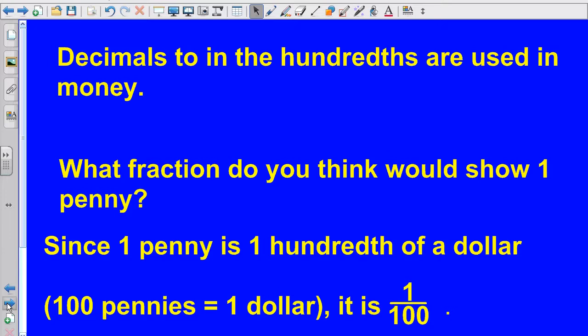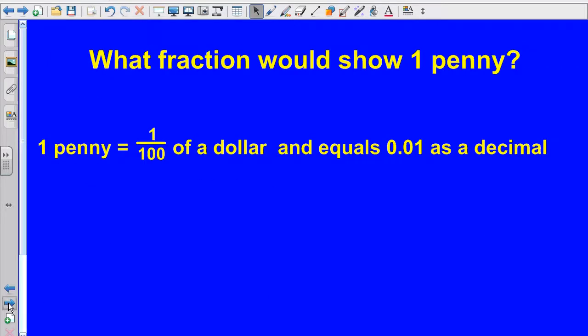So you see from my answer here that Caitlin was perfect, wasn't she? So what fraction would show a penny? Well, we have to have 1 over 100. As a decimal, it's the same thing as normal. 0.01 is 1 penny. Now to show that as a dollar, what we end up doing is putting the dollar sign in front of it, and that will show you 1 cent or 1 penny.